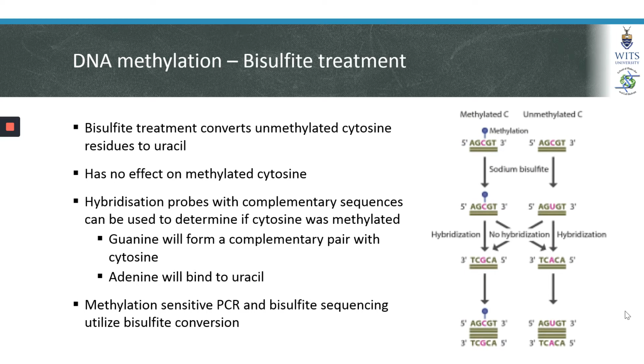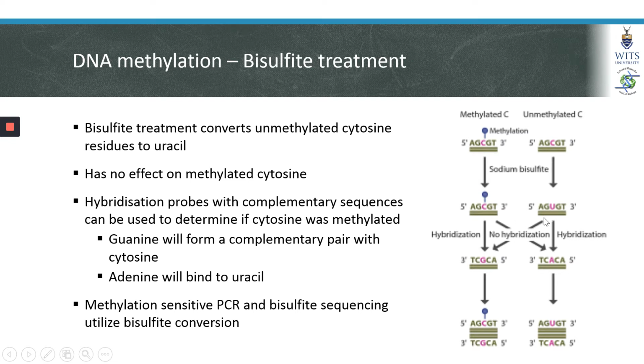DNA methylation can also be investigated using bisulfite treatment. Bisulfite is a compound that is able to convert unmethylated cytosine residues to uracil. However, bisulfite has no effect on methylated cytosine residues. After treatment with bisulfite, DNA can be exposed to hybridization probes. These probes can be designed to target specifically methylated or unmethylated DNA. For example, if the DNA was originally methylated, the DNA would have a cytosine residue at the same position after bisulfite treatment. However, if the cytosine residue was not methylated, bisulfite treatment would convert that cytosine to a uracil.